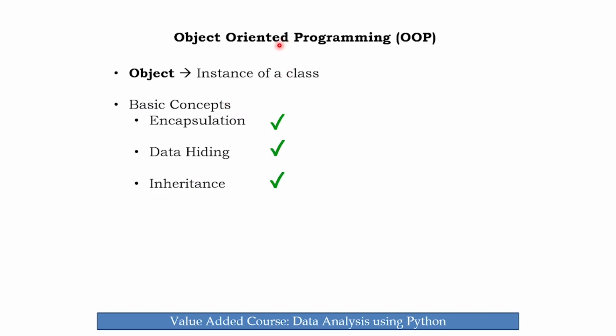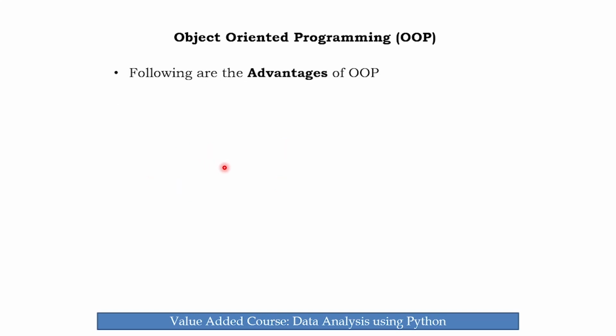In object oriented programming, there are some fundamental concepts. They are encapsulation, data hiding, and inheritance. Inheritance is a major part, and we will come to it later in the subsequent modules. In this lecture, we will focus on encapsulation and data hiding.